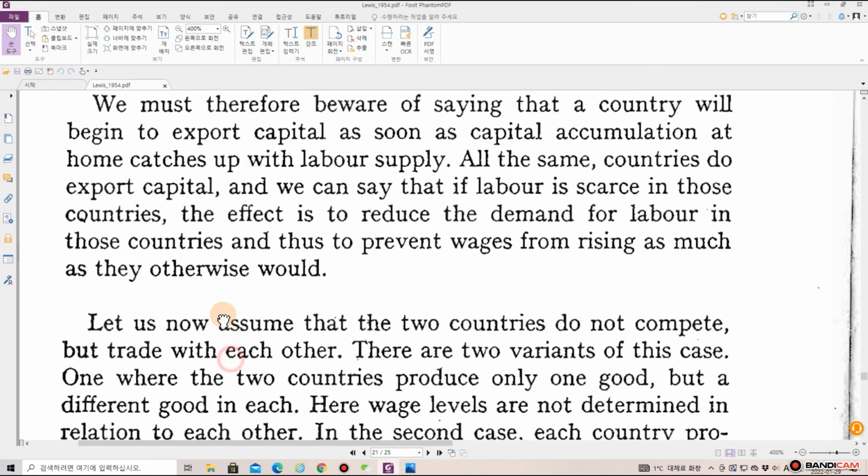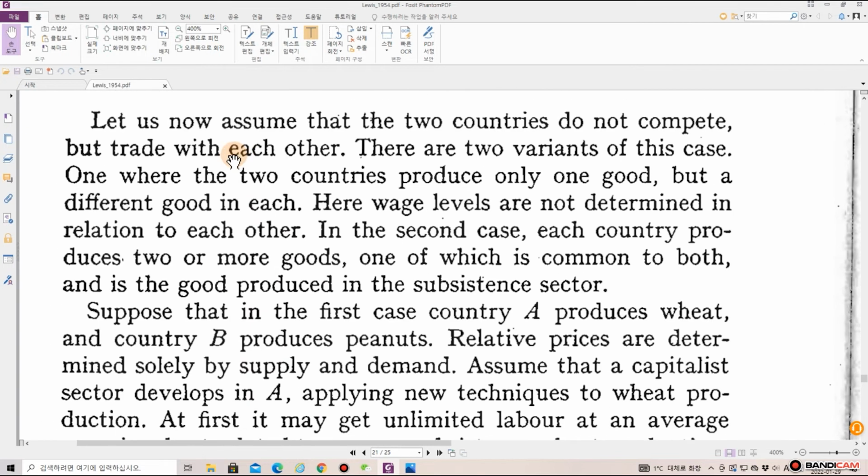Let us now assume that the two countries do not compete, but trade with each other. There are two variants of this case. One, where the two countries produce only one good, but a different good in each. Here, wage rate levels are not determined in relation to each other. In the second case, each country produces two or more goods, one of which is common to both, and is the good produced in the subsistence sector.